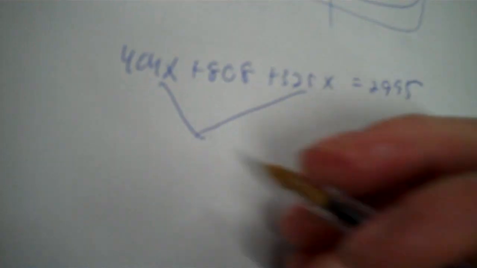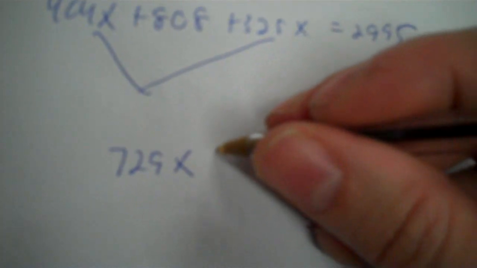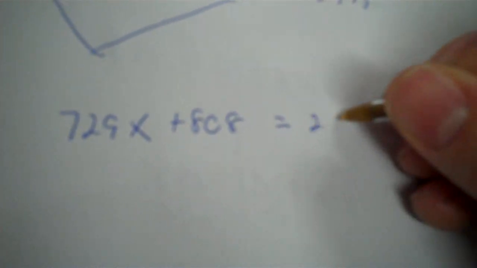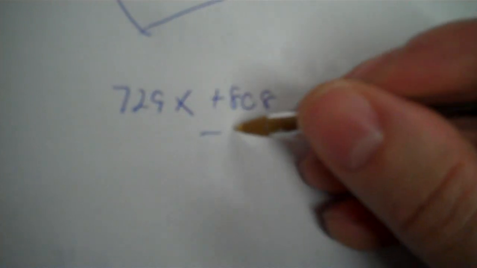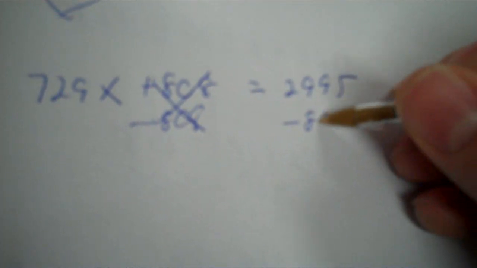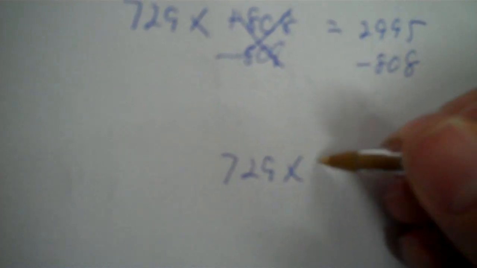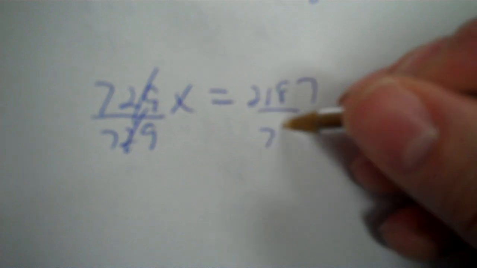Combine your like terms of x, that's 729x plus 808 equals 2,995. So I subtract 808 and divide by 729. $2,187. Then I divide each side by 729. That takes me right to my answer. I got 3. So x is 3. So for student tickets, the cost per unit is $3. And 3 plus 2 makes 5.